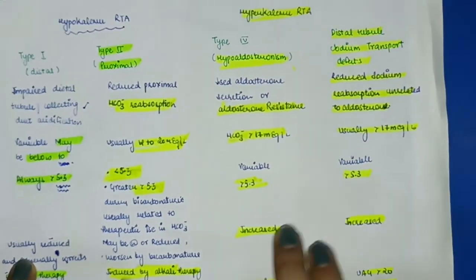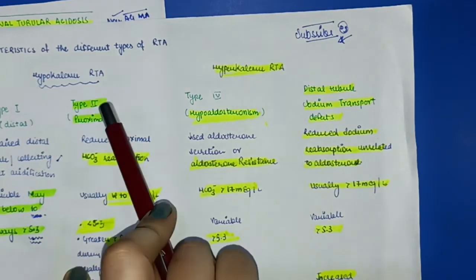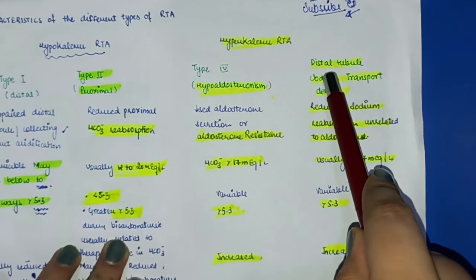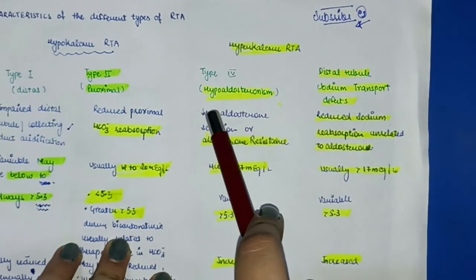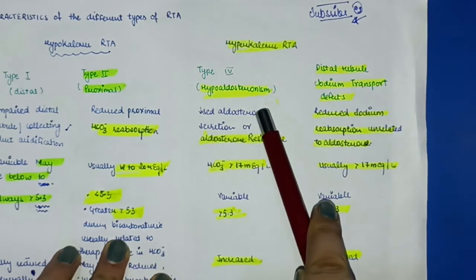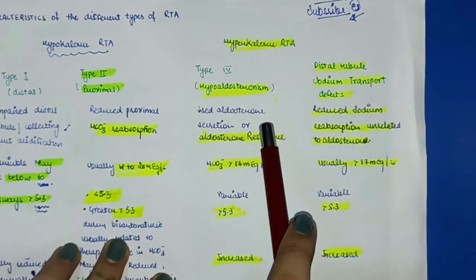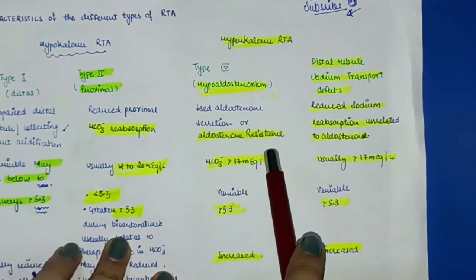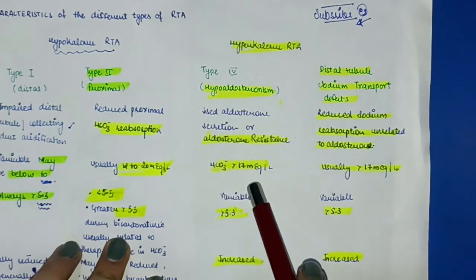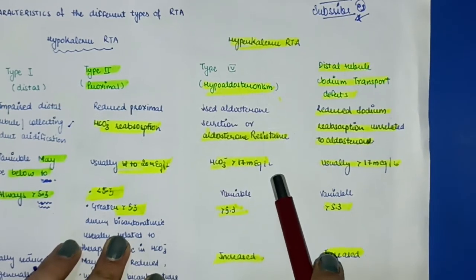So now moving to hyperkalemic RTAs. So type 1 and type 2 are hypokalemic RTAs. Type 3 and type 4 are hyperkalemic RTAs. So in type 4, the main defect is hypoaldosteronism. So usually there is hyporeninemic hypoaldosteronism. So there will be either decreased aldosterone secretion or there will be aldosterone resistance. So plasma bicarbonate is more than 17 milliequivalent per liter in case of type 4 RTA.